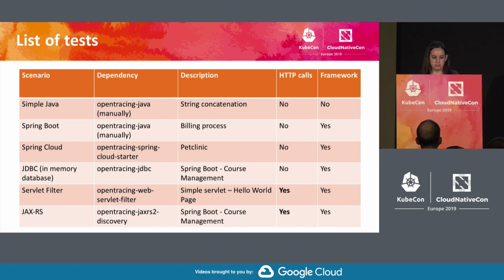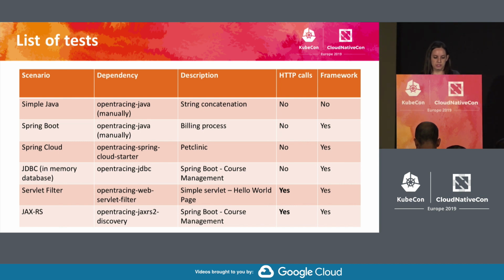Another test is the JDBC one. We use an in-memory database, H2, and we instrument the application using the library OpenTracing JDBC. This application is an example of course management. In this example, we call the Spring services directly in the test.